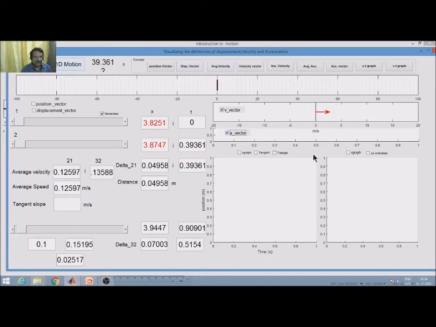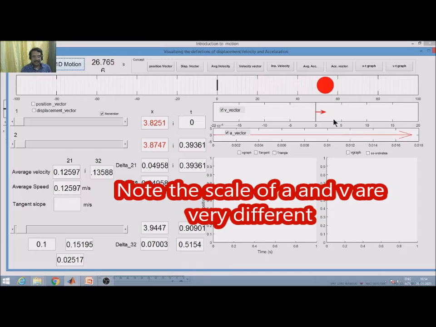Let's look at the acceleration. The acceleration is constant, it is not changing. That means the rate at which the velocity is changing throughout the motion is the same. So this is a case of constant acceleration.